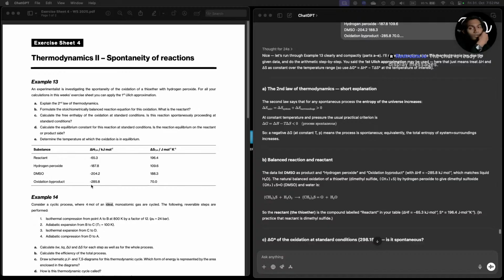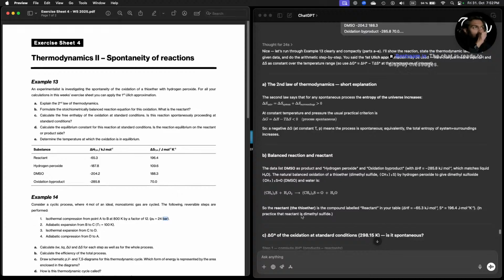Now, the balanced oxidation of thioether. Dimethyl sulfide, CH3 twice S. Okay, that's a thioether. By hydrogen peroxide to give dimethyl sulfoxide. I never would have guessed. Okay, that's this DMSO. But not gonna lie, I never would have guessed this thing, DMSO.